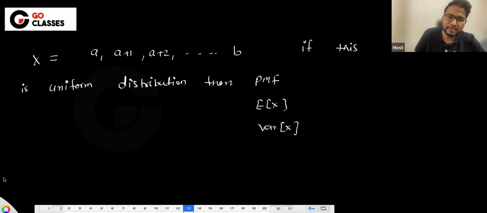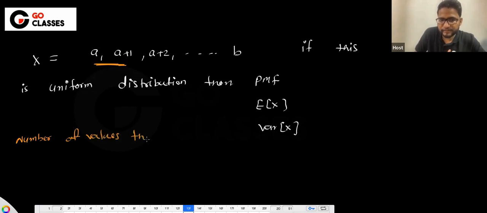What is the PMF in this case? See, how many values are there? If these are a to a plus 1, how many values are there? This is just two values basically. You subtract a minus 1 to a and then plus 1. So these are two values. If it is a to b, then how many values are there? The number of values that x can take is equal to b minus a plus 1.